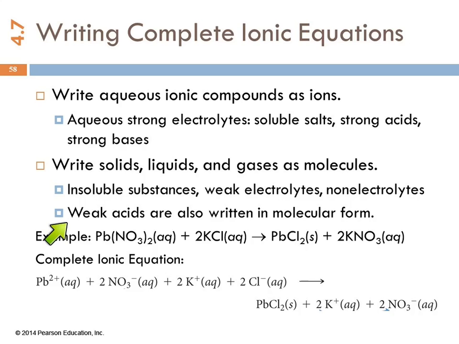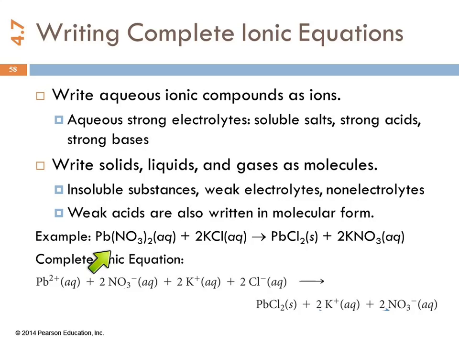Weak acids, remember what the difference between a weak acid and a strong acid? The weak acid only ionizes a little bit. And so most of it is in the molecular form. So for this complete ionic equation, we're writing it how most of it is. A strong acid dissociates into ions completely, and so we write it as ions. The weak acid doesn't do that very much.